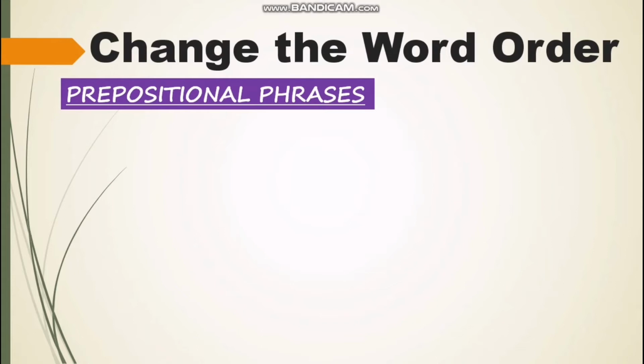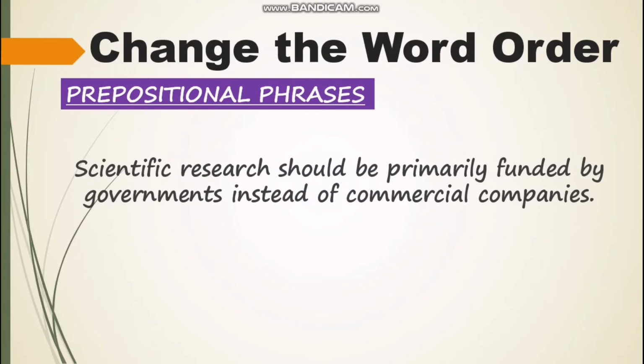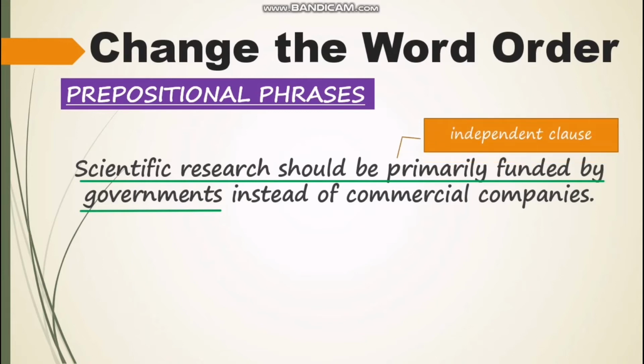Let's move on to the sentences with a prepositional phrase. What is a prepositional phrase? Well, simply, it is a phrase that starts with a preposition, like in, on, during, and so on. The sample task is, scientific research should be primarily funded by governments instead of commercial companies. Here, we have an independent clause, which is scientific research should be primarily funded by governments. And our prepositional phrase is, instead of commercial companies.